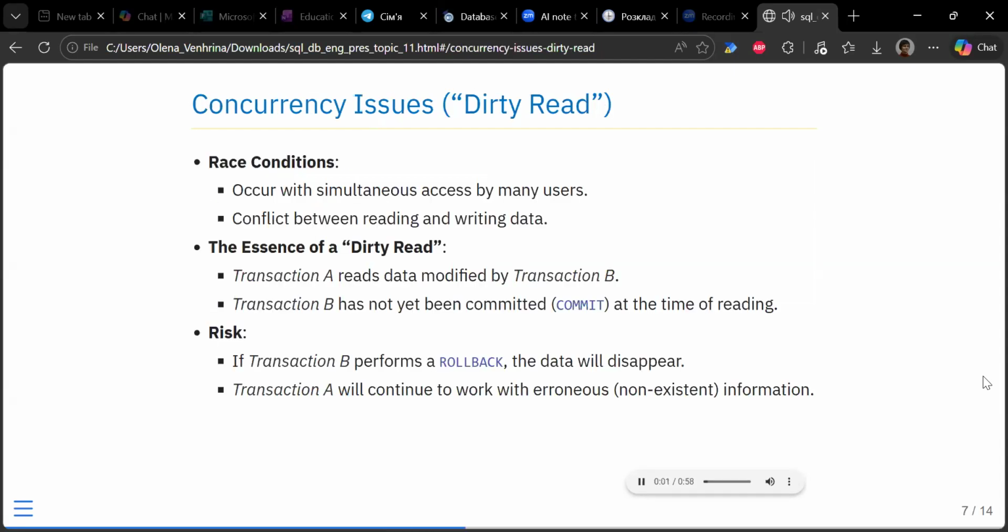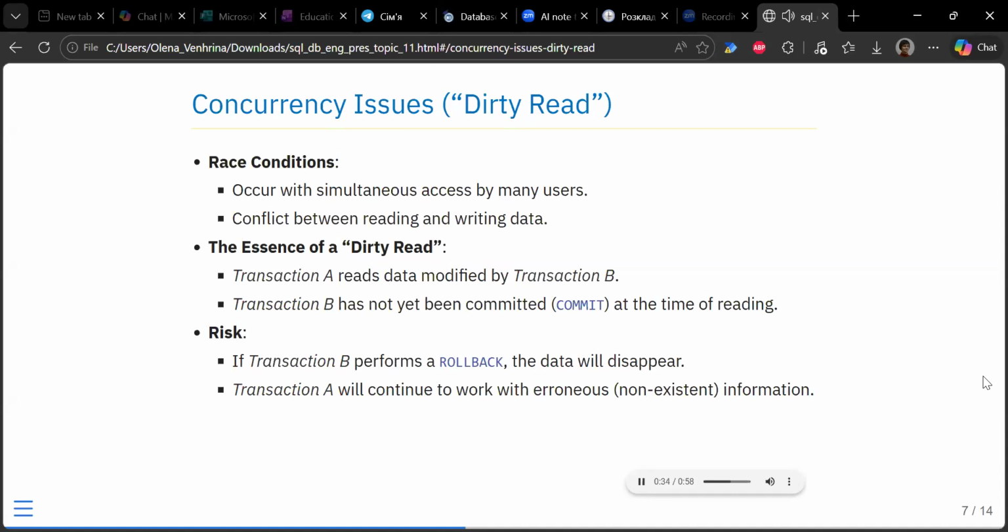When we move from the theory of a single user to the real world, where hundreds of people work with the database, so-called race conditions occur. The most well-known problem here is the dirty read. Imagine a situation. Transaction B changes some data, for example, the price of a product, but has not yet pressed the save button, i.e., has not performed a commit command. At this very moment, Transaction A comes along and reads this new price.